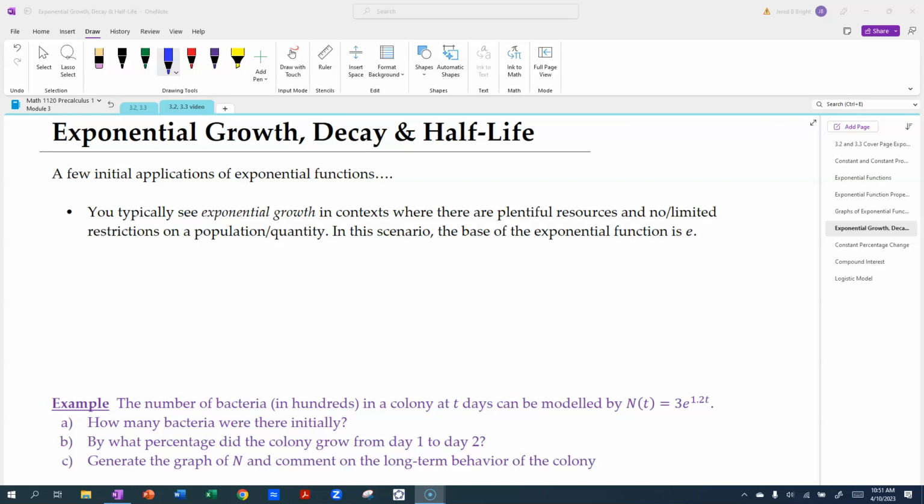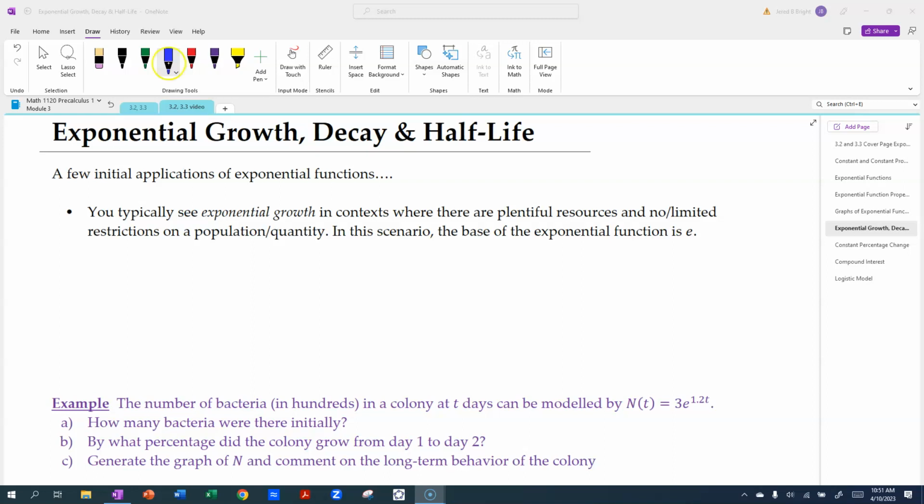The rest of this section is really applications of exponential functions. And the first application we're going to look at is actually fairly important. We're going to focus on cases where we talk about exponential growth and decay. And these situations actually pop up all over the place.